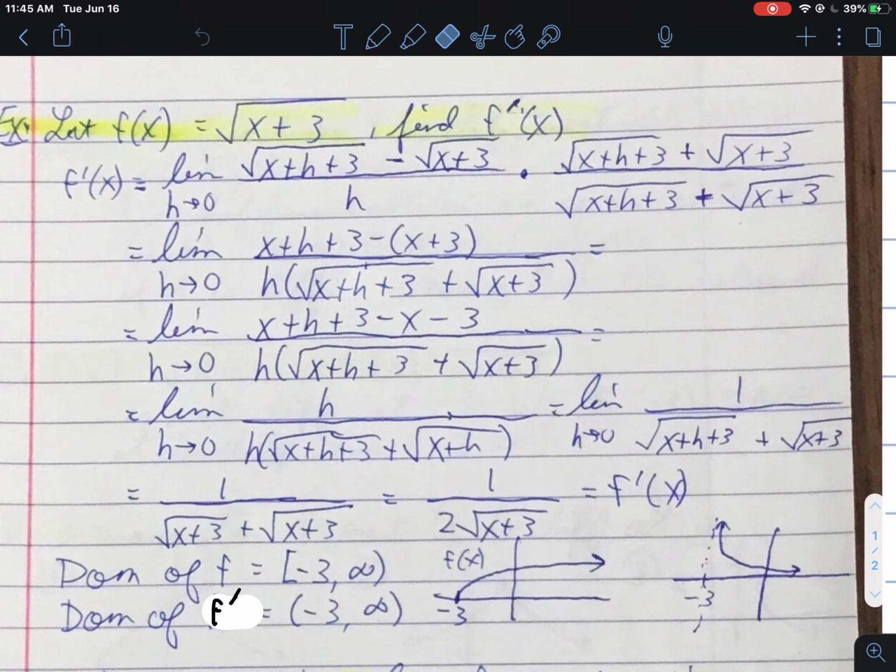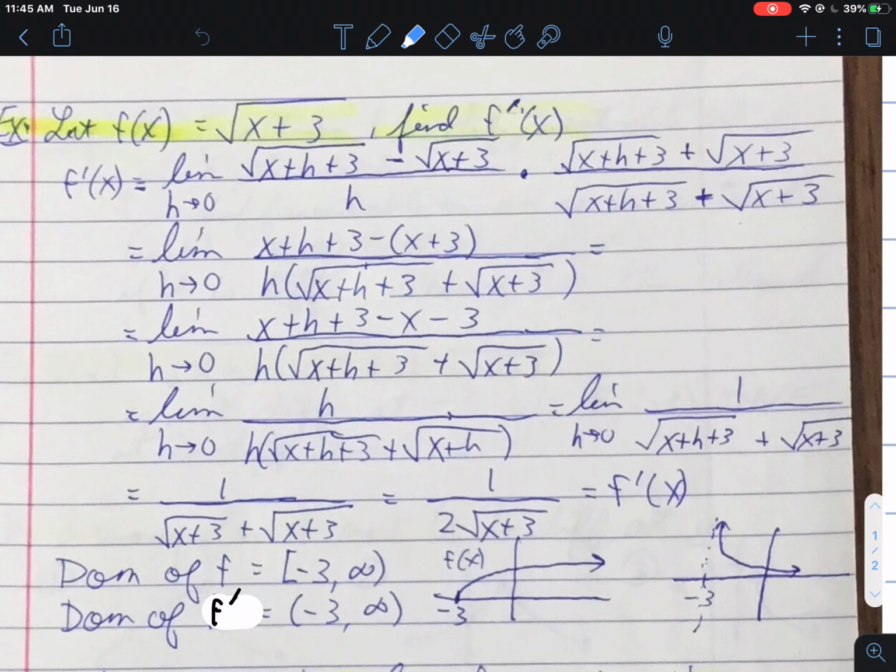Here's another example, f of x equals the square root of x plus 3. All right? Find f prime of x. So, we've done examples earlier where we had some radicals. Because again, we keep saying that once you plug into the definition of the derivative, it's all about evaluating the limit using whatever trick, tool, or process you have.